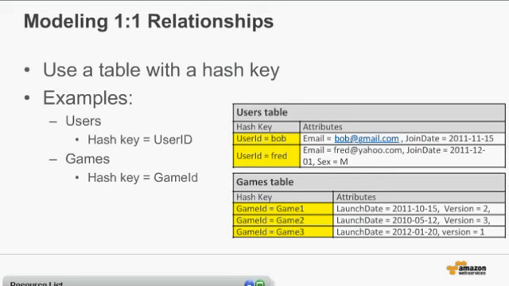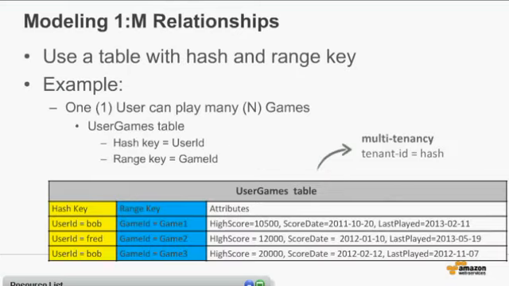You can also model more complex relationships, such as one-to-many relationships. Here we would use a table which has a hash and a range key associated with it. An example here, using a mobile game, is that one user can play many games. So you'd end up with a user games table where you have a hash key of the user ID, in this case Bob, Fred, and then Bob again, you can see at the bottom there, and a range key which is the game ID. So this is the name of the game that they were playing.